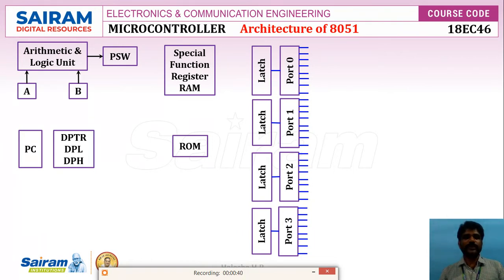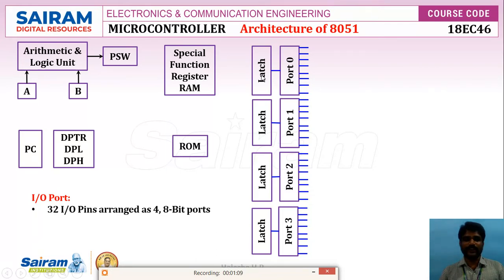why is the microcontroller special? It has built-in I/O ports, I mean I/O pins. They can be used as an input or output pin. The 8051 microcontroller has 32 I/O pins, and they are organized as four 8-bit ports, named port 0, port 1, port 2 and port 3. All the ports have their corresponding latches. This is an 8-bit port, and this is also an 8-bit latch.